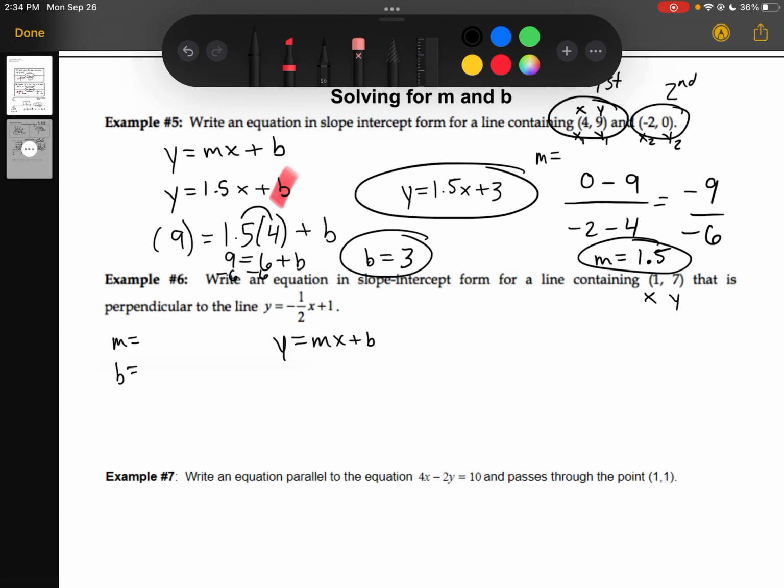So I'm going to ask you actually to solve question number 6 now. So write an equation in slope-intercept form for a line containing 1, 7 that is perpendicular to the line y equals negative 1/2 x plus 1. So go ahead and solve this one, and we'll come back in a moment.